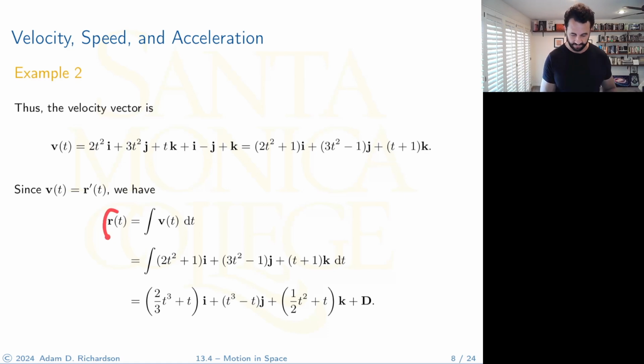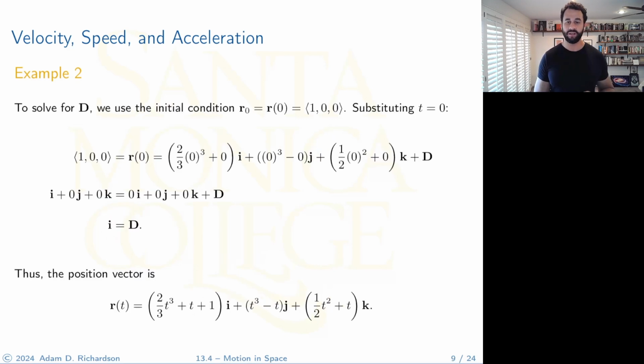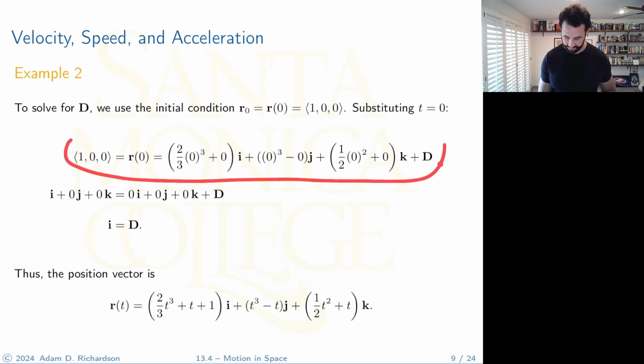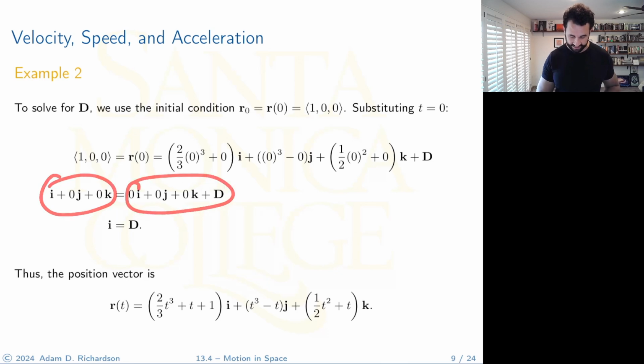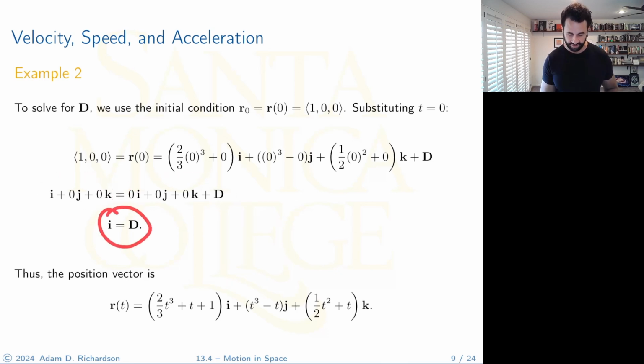This is the general solution for our position function. Now we plug in our initial condition for our position, that the initial position vector is 1, 0, 0, and then we get this, and this lets us solve for D. There we go. So we're plugging 0 in for t. We get this, and then we get that this is equal to this, and then from this we can see immediately that I is equal to D, or D is equal to I, if you will. So that's our exact value of D.